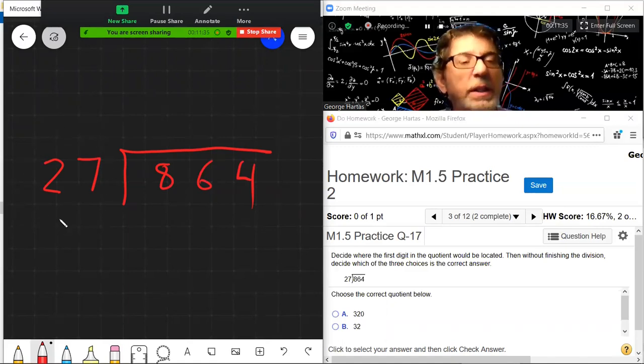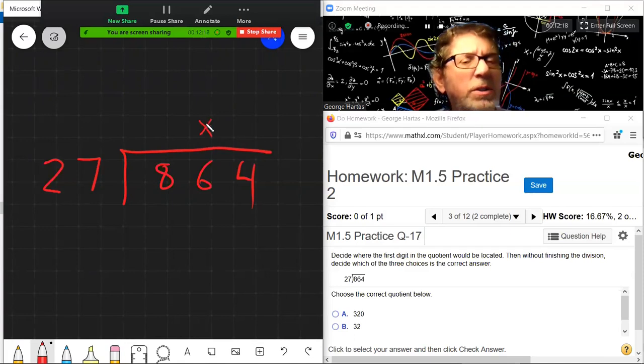Can the 27 divide into 8? No. So we could put a leading 0 here. I would not. Just leave it blank. Nothing means 0. We'll leave it blank. 27 does not divide into 8. So then we'll look at both digits together. 86. Can 27 divide into 86? It can. How many times? I'm not sure, but I know whatever the answer is goes here. Probably 3, I'm guessing, but it doesn't matter. I'll show you why it doesn't matter.